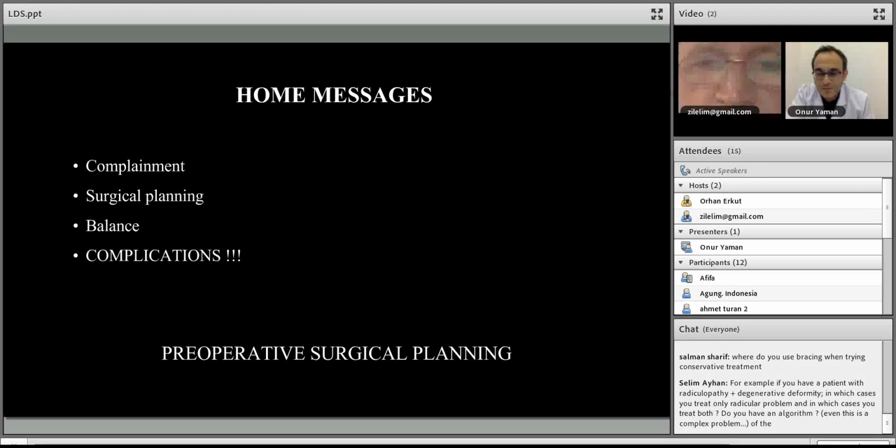One more question from Salman. Where do you use bracing when trying conservative treatment? Actually, before the implementation of a surgery, do you use any bracing?